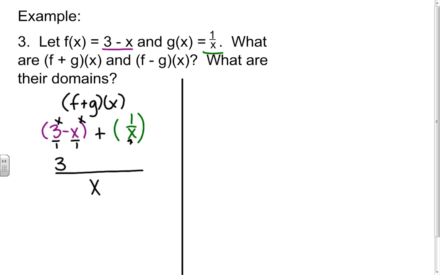3 times x is 3x, then there's a minus sign. X times x is x squared, then there's a plus sign, and then the 1. So this is the expression that I get if I add them.